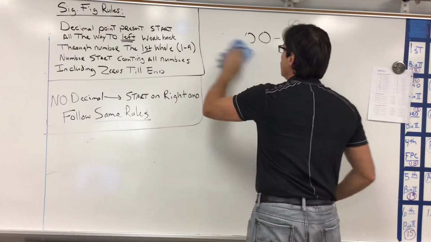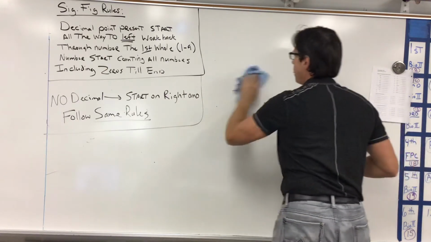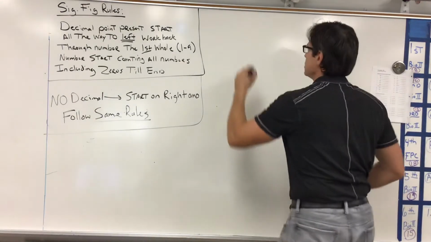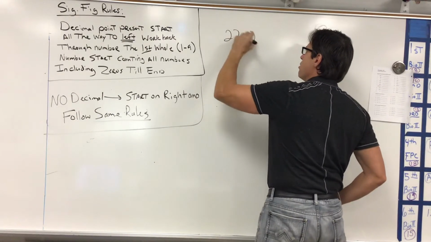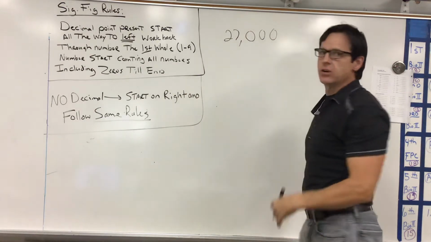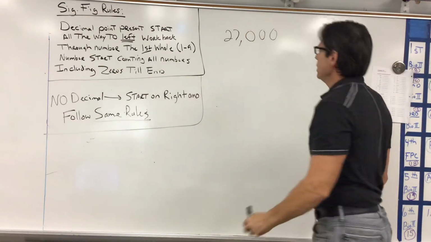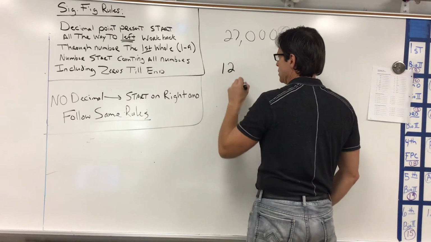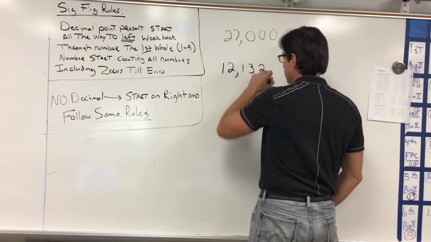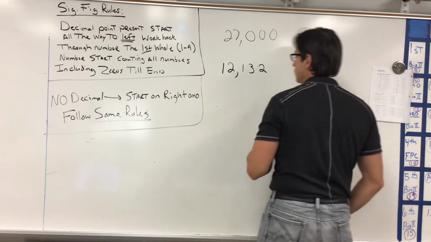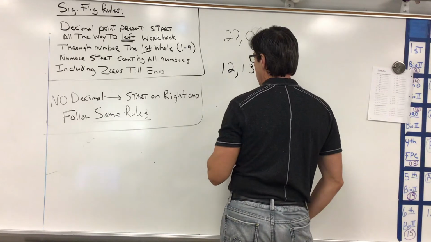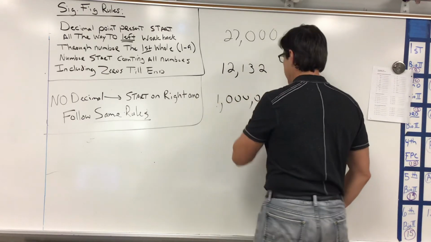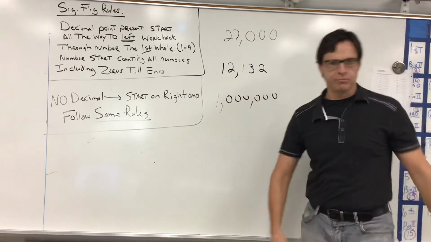Okay? So now, let's say I have no decimal points. 27,000, whatever. It doesn't matter, liters, pennies, whatever, okay? And then I have 12,132. Then I have 1 million. Okay? Those are commas, not decimal points.